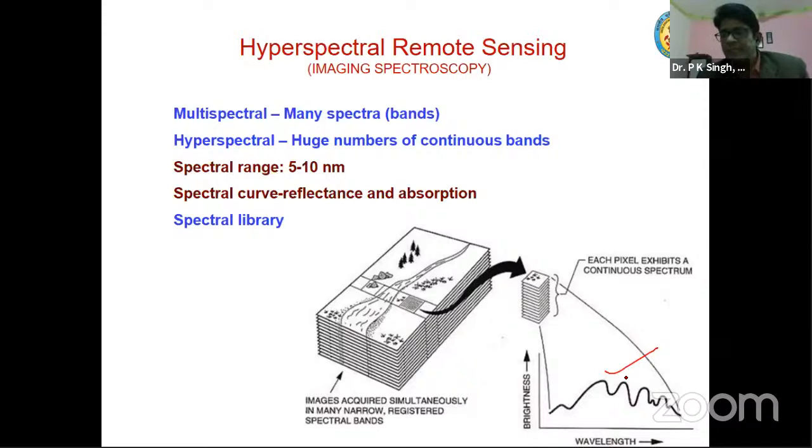So you will have to keep in mind only what is spectral remote sensing and how it is different from multispectral remote sensing. In that way, in future you will be studying and doing some work, I hope, in spectral remote sensing.